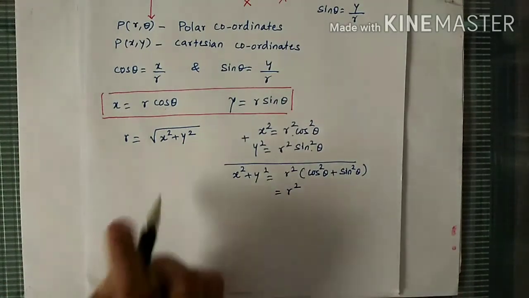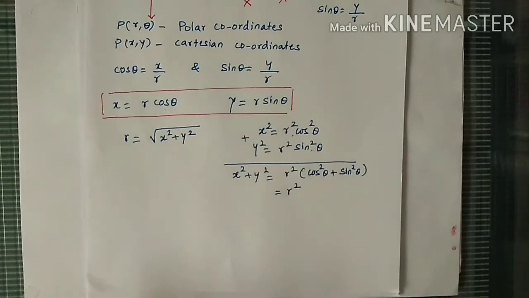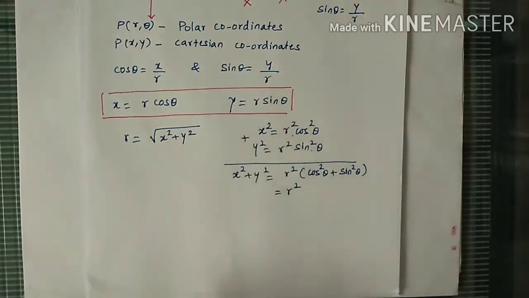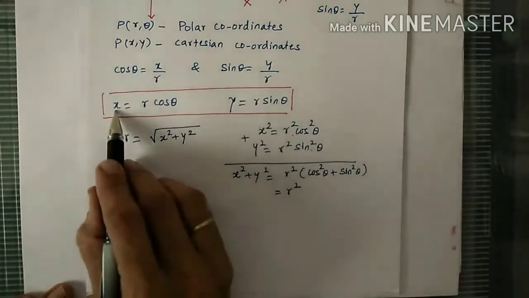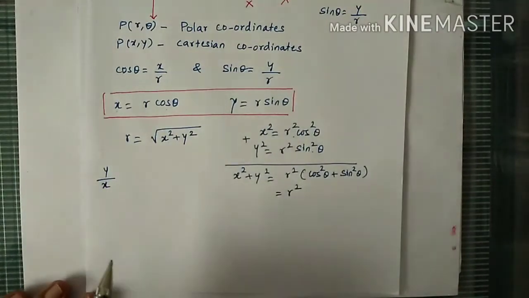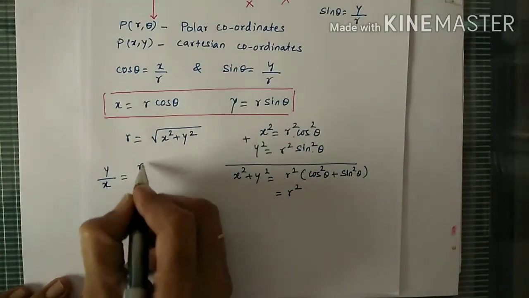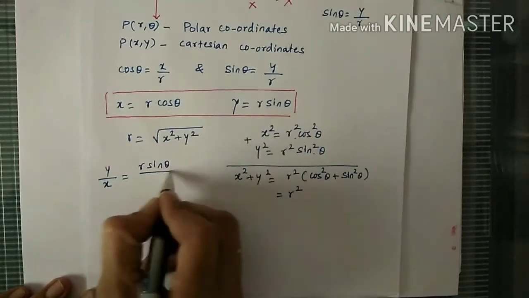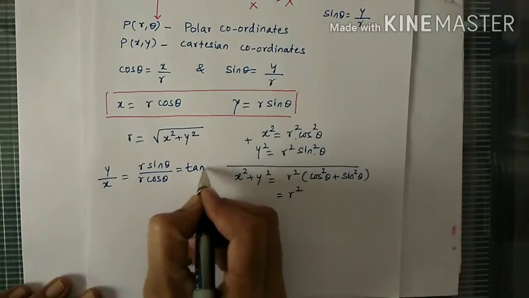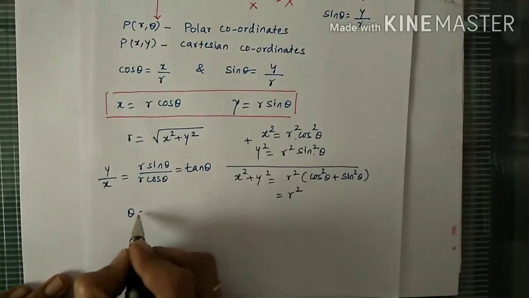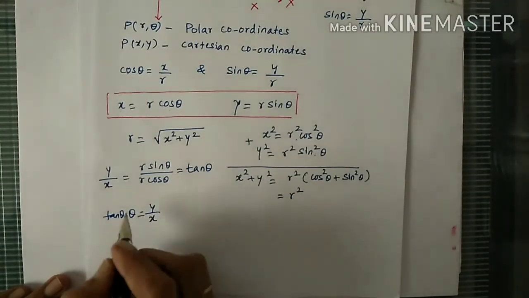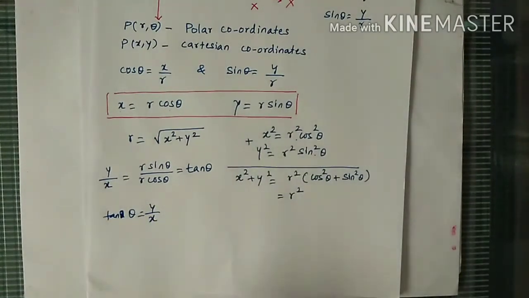So r equals root x square plus y square. So if x and y are given, we can find r like this. Now if we divide y by x, y by x is r sine theta upon r cos theta. So that gives us tan theta. So to find theta, tan theta equals y by x.